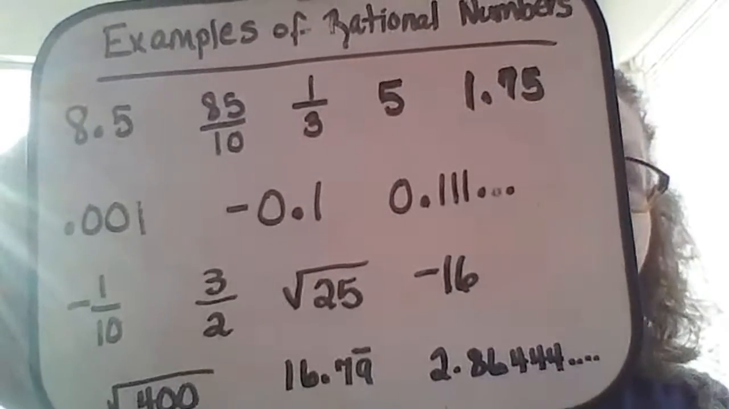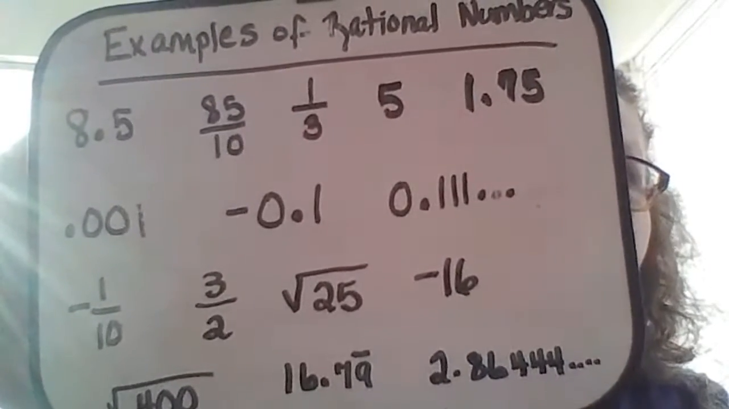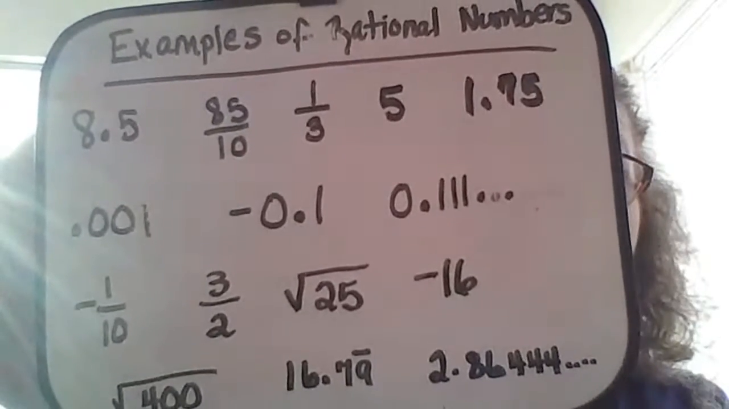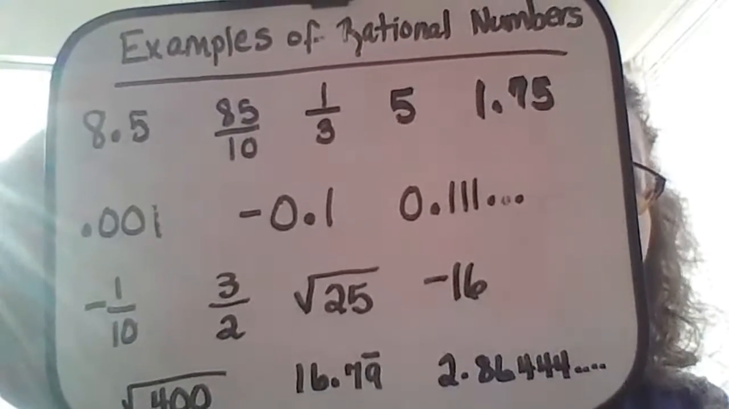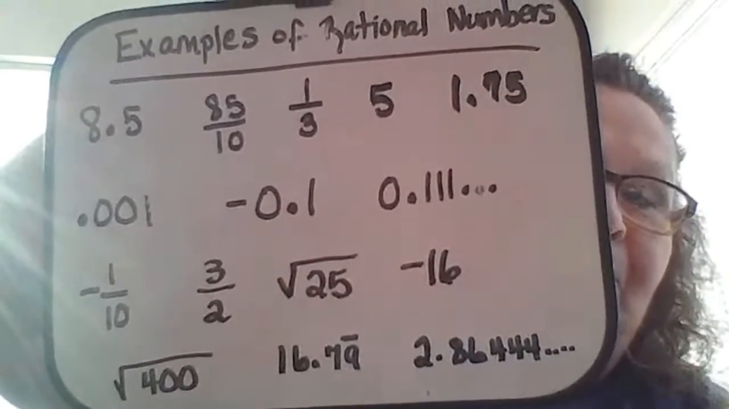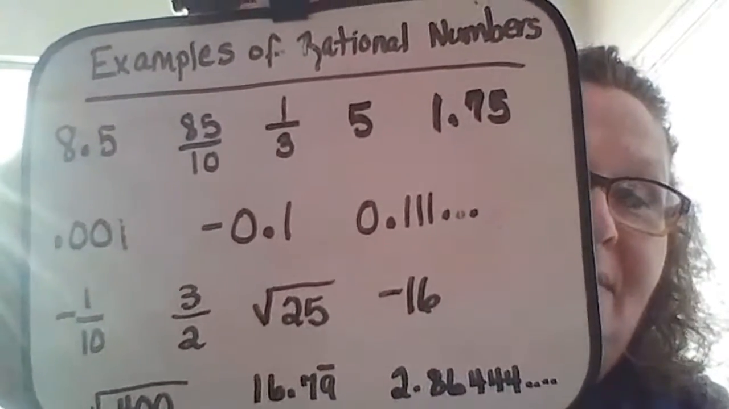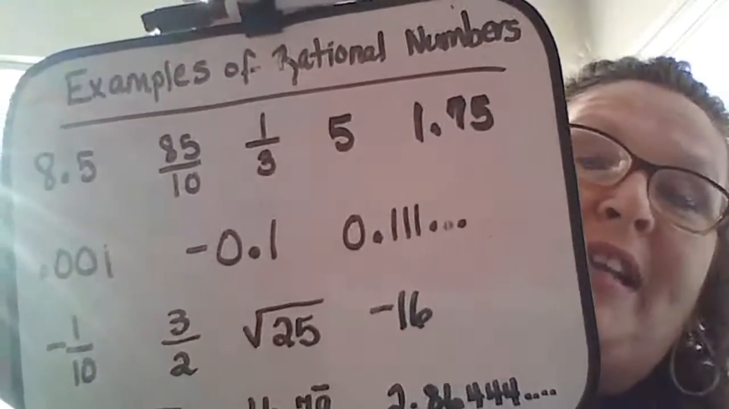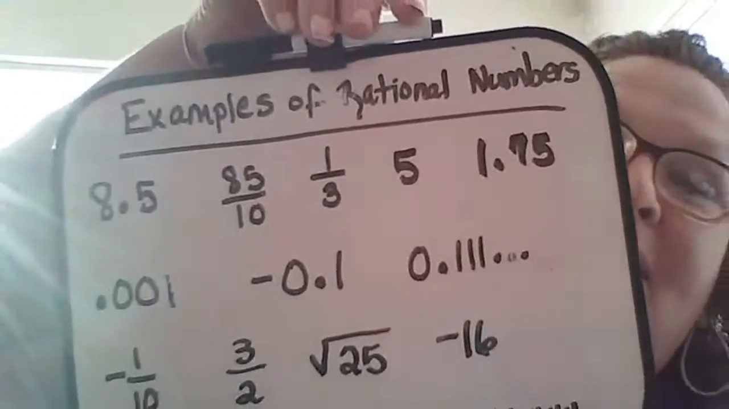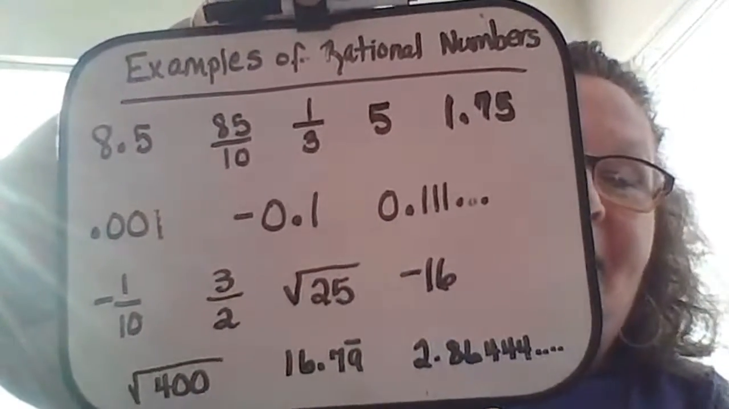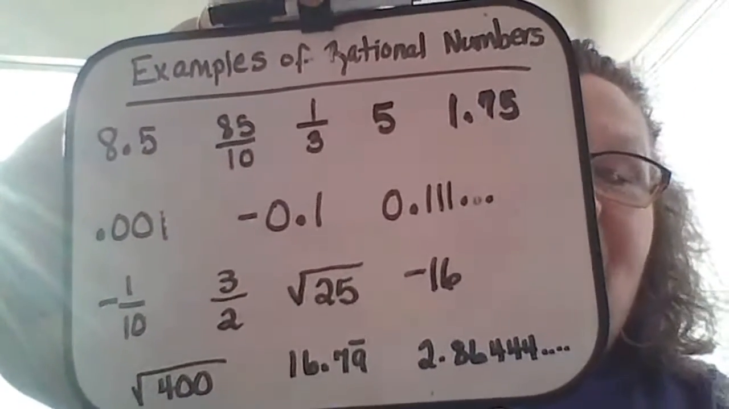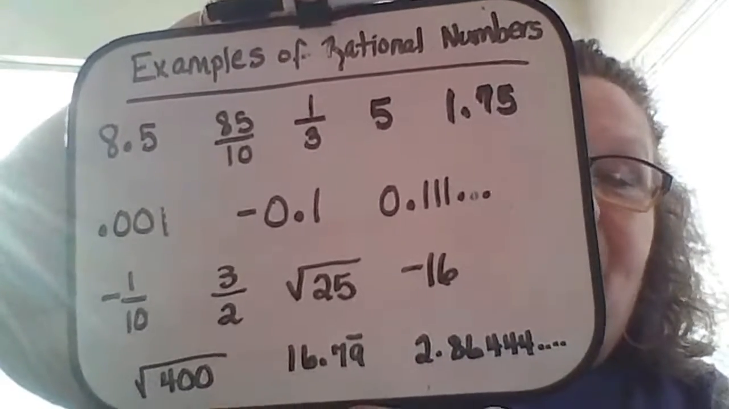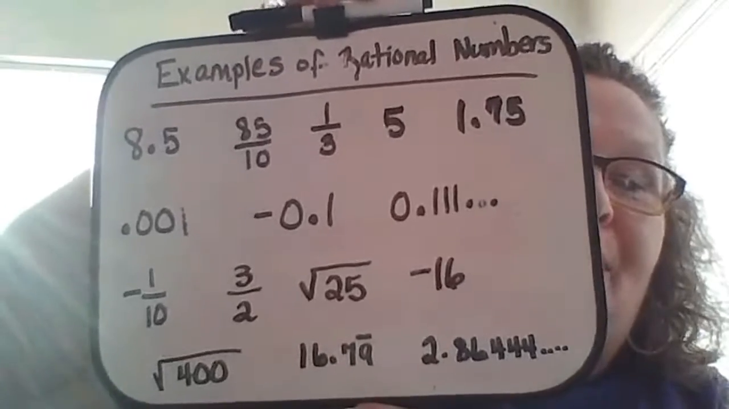1/3. When you change 1/3 to a decimal, you get 0.3333333. Now that repeats a pattern. It's going to be 3 going forever. So since it does repeat, it's rational. 5 is rational because it's not a decimal that goes on forever without repeating. 1.95, I think that's a 9, yes, is a decimal, but it doesn't go on forever. 0.001 doesn't go on forever. Negative 0.1 doesn't go on forever, so it's rational.